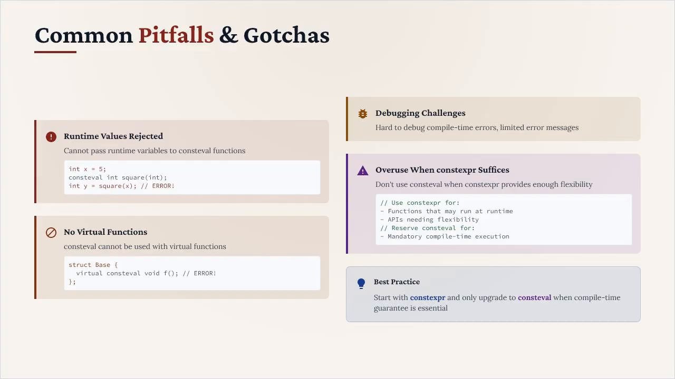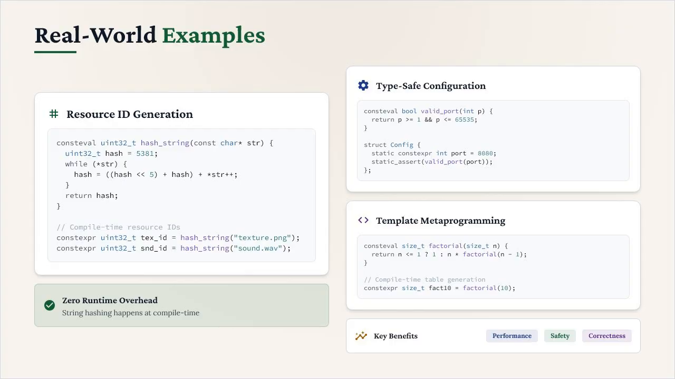Using consteval unnecessarily can make your code less flexible and increase compilation time without providing significant benefits. A good practice is to start with constexpr and only upgrade to consteval when you have a specific reason to require compile time evaluation. Let's look at some practical real-world applications of consteval in more depth.